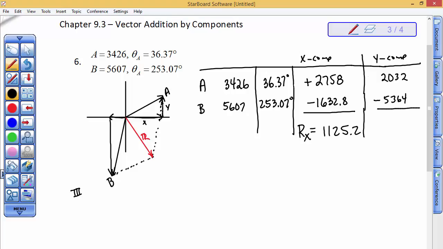Let's go here though. My y component for the first vector was this positive. It went upward.